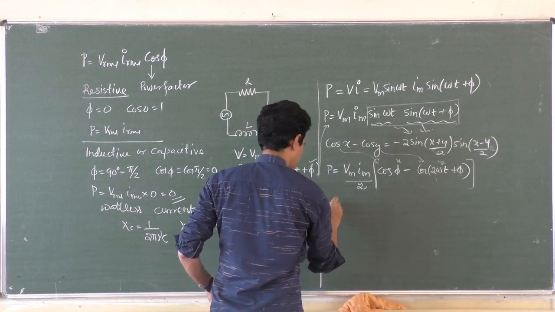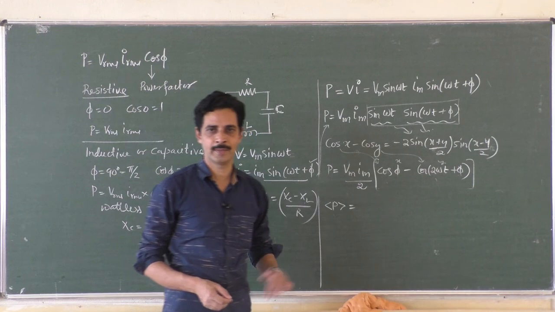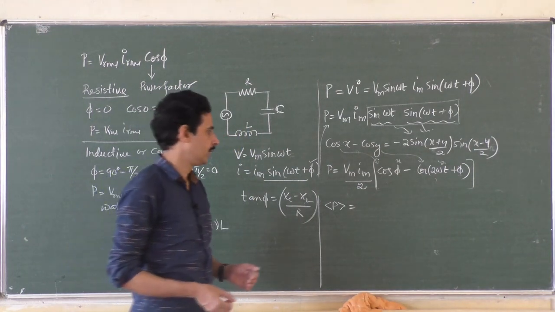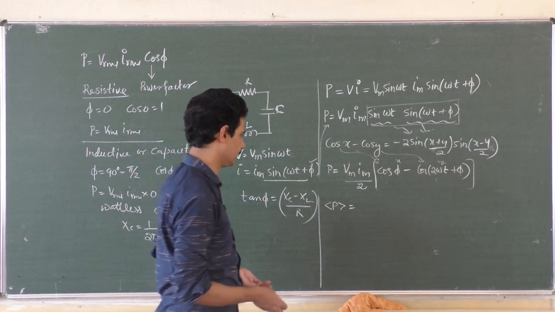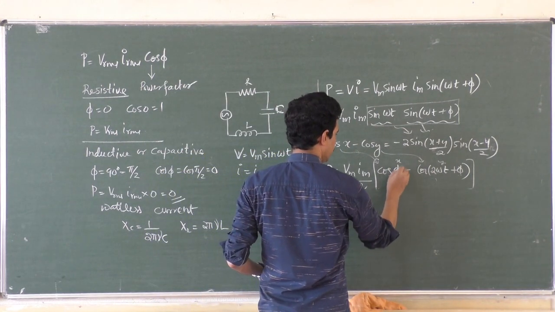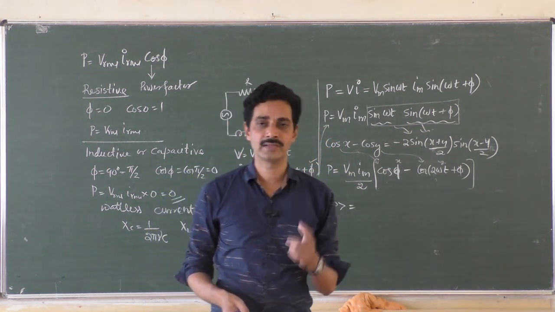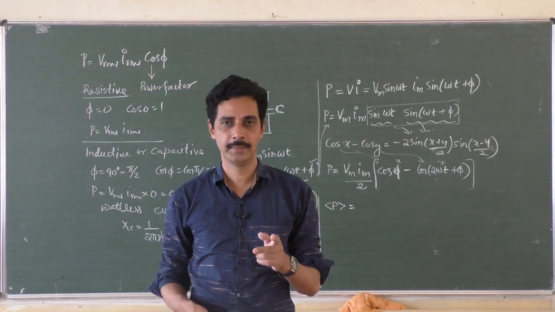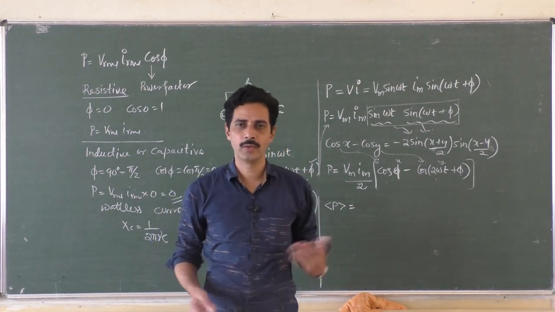Now suppose you want to find out average power dissipated. We did it for a resistive circuit and capacitive circuit, you may be knowing. If you find out the average power dissipated, then what is the answer? Vm Im by 2, and here what is the average? Average of sine theta cos theta is 0, provided theta is a variable. If theta is a constant, how can it be 0, right? Cos 0, 1, always 1.